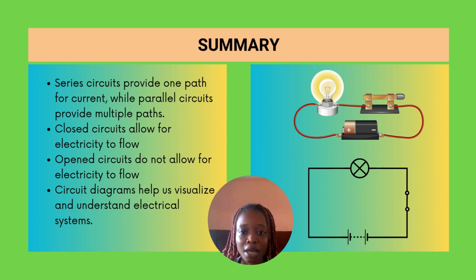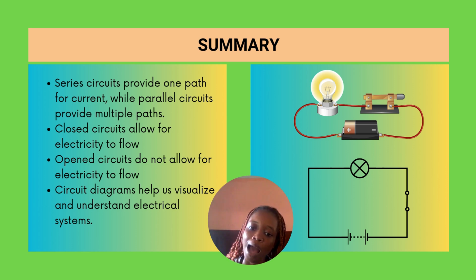So in summary, series circuits provide one path for current, while parallel circuits provide multiple paths. So in conclusion of all we've learned today, we've learned that series circuits provide one path for current, while parallel circuits provide multiple paths. It's such a case that even when one path fails, current can still flow through the other remaining paths. We also learned that a closed circuit allows for electricity to flow.